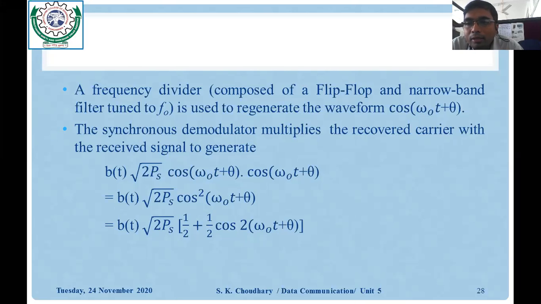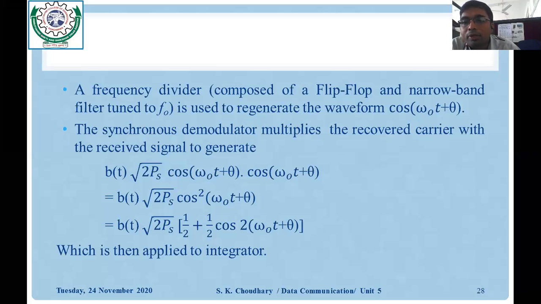Further, we have to elaborate this particular cos square omega naught t plus theta into the simplified form. It would become 1 by 2 plus 1 by 2 cos 2 omega naught t. Again, the frequency component is doubled with respect to the fundamental frequency. Now this signal is applied to the integrator.